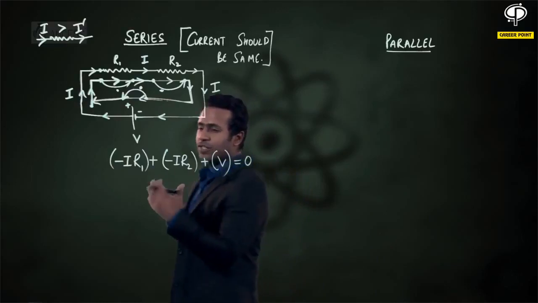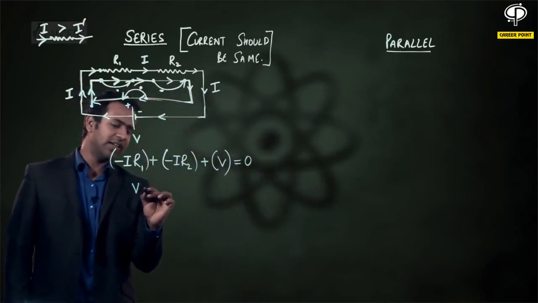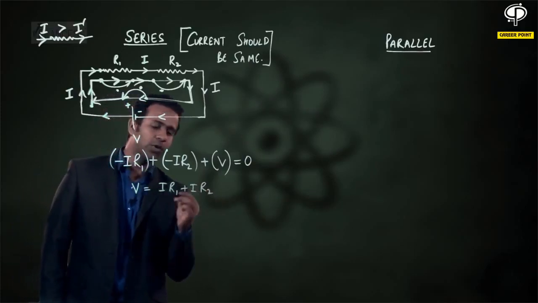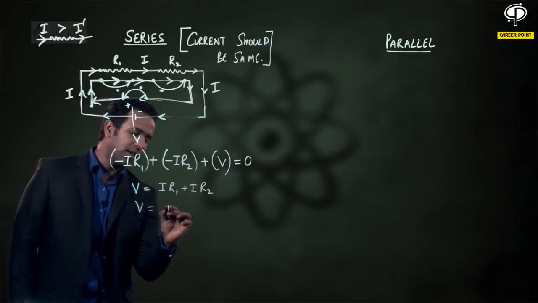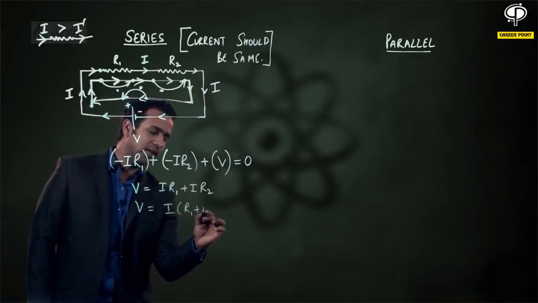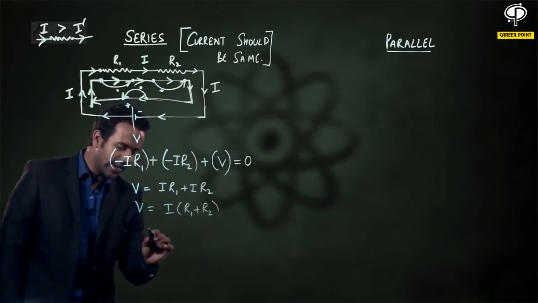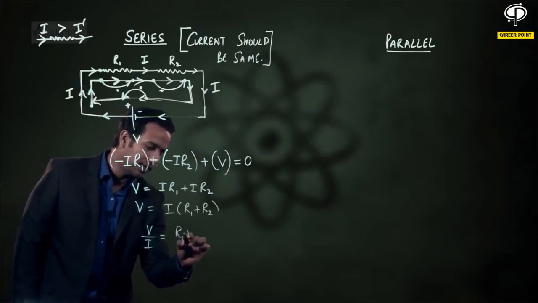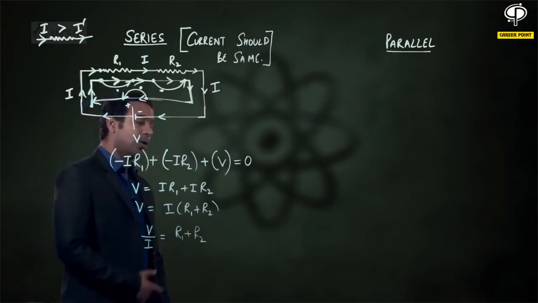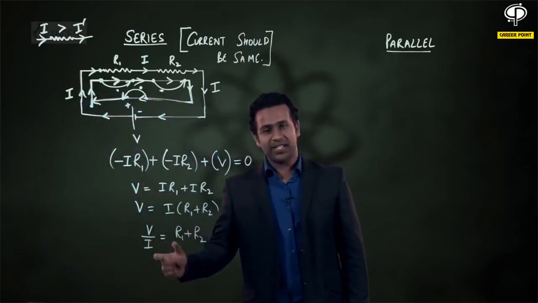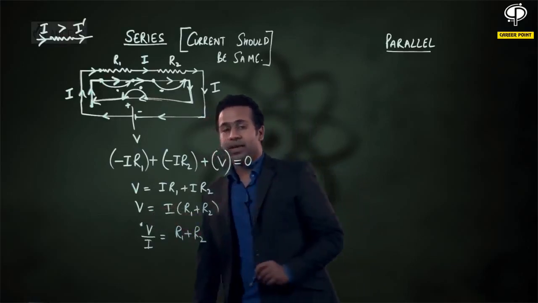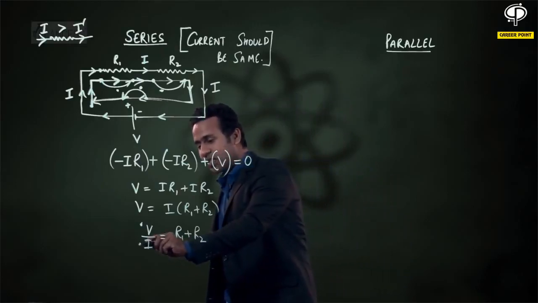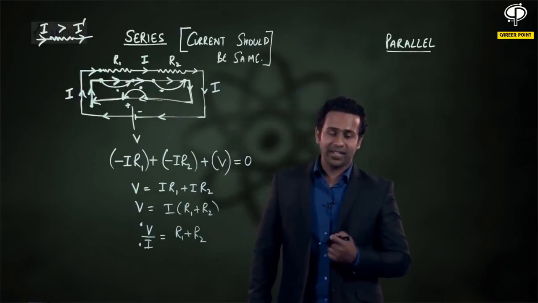Right. So if you simplify this term, it becomes V is equal to IR1 plus IR2. Now you could take I common, and the term becomes I into R1 plus R2. If you rearrange this, we get that V by I is equal to R1 plus R2. Now, if you think about this expression, the numerator, which is V, is basically the total potential difference applied, and the denominator, which is I, is the total current in the circuit.